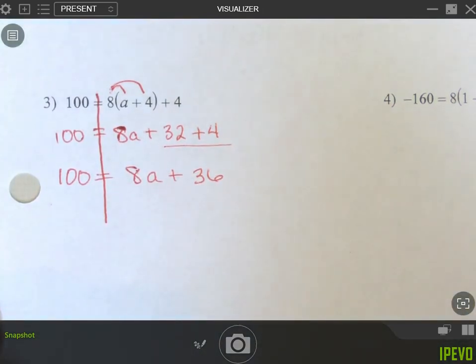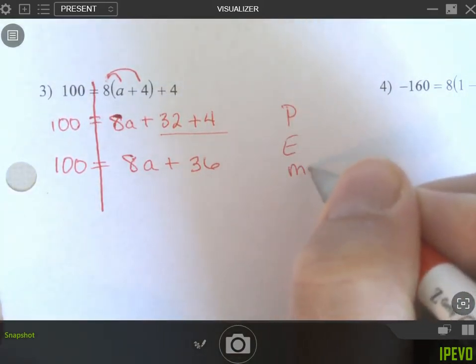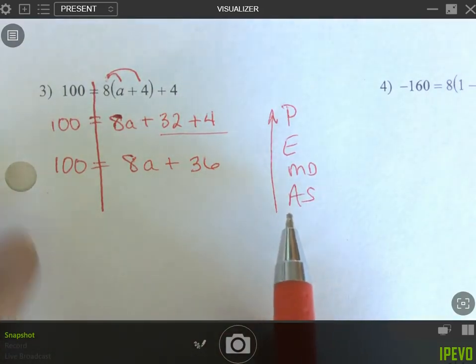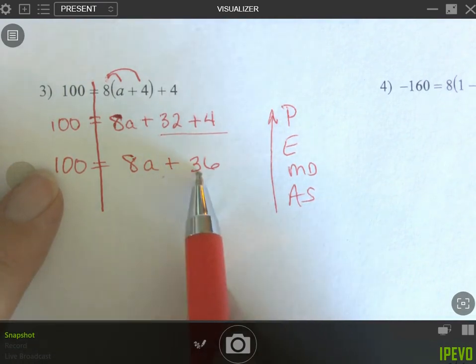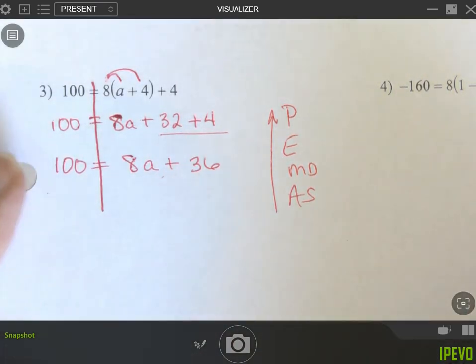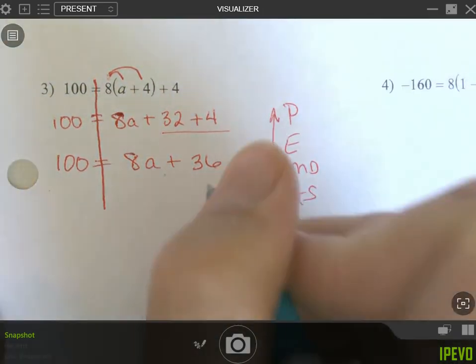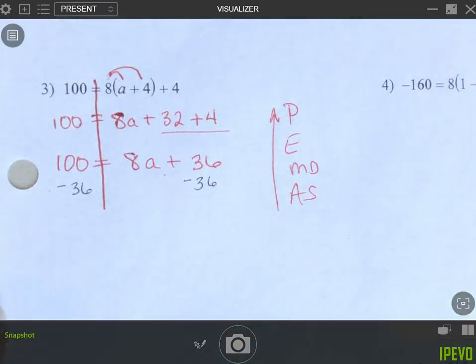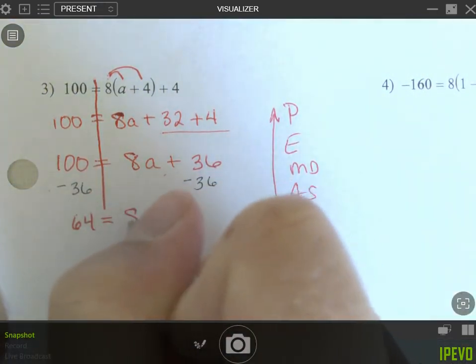8a plus 36. Okay, now there's more than one thing with the a. So let me remind you of our order of operations. Please excuse my dear Aunt Sally. Now that we've cleaned it up, we start solving by working backwards. So here's a. We get rid of anything on this side with addition or subtraction first. I want to get rid of the plus 36. What cancels out a positive 36? A negative 36. So I'm going to subtract 36 from both sides. All right, 100 minus 36. What do we get? 64, and that's equal to 8a.